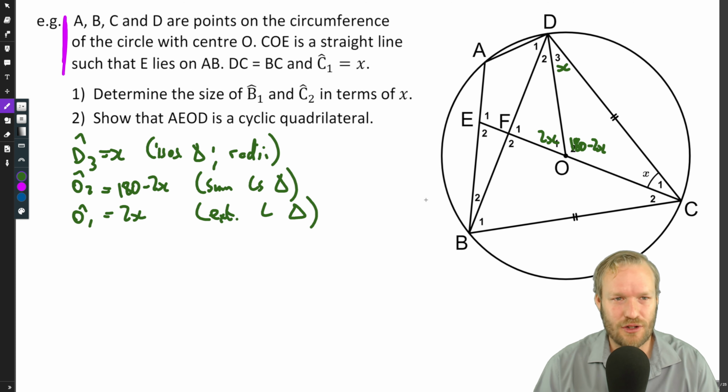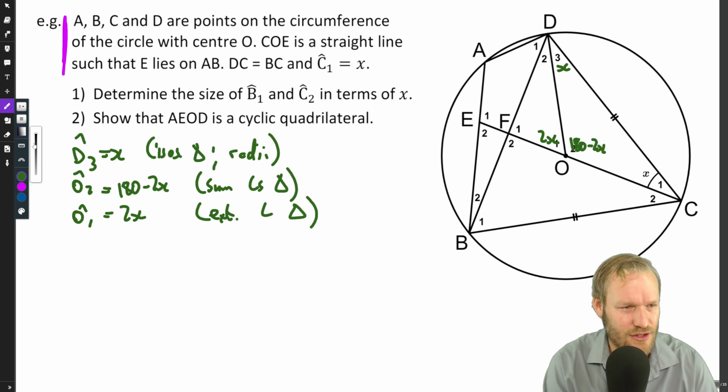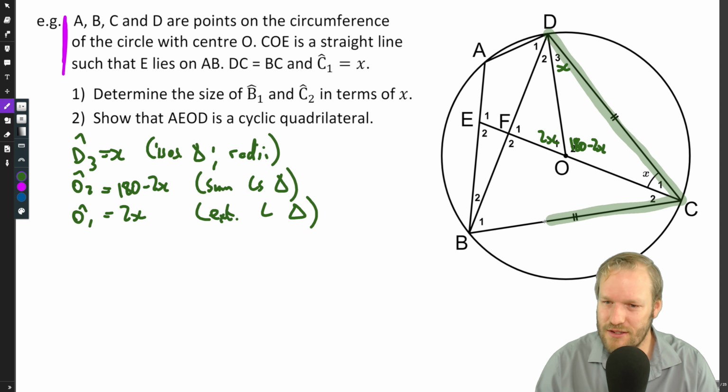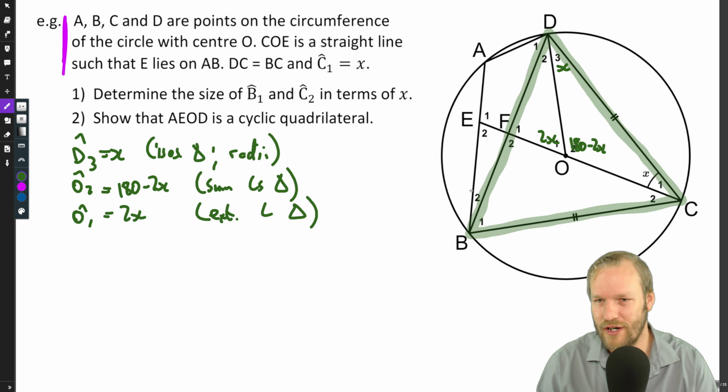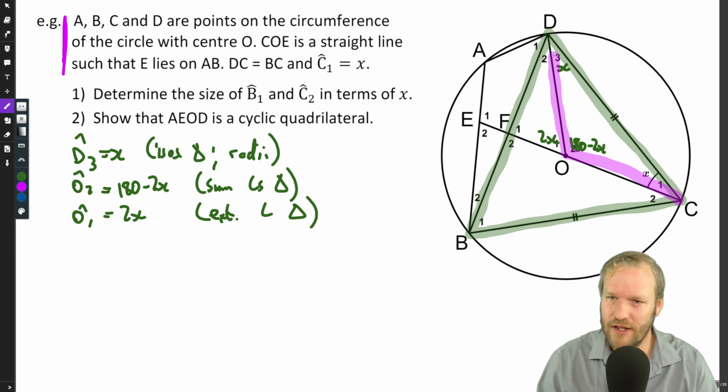DC equals BC. Okay, so there's another isosceles triangle over here. So I'm going to highlight that isosceles triangle. I'm going to rub it out almost straight away, to be honest. But those two are equal, and there's an isosceles triangle. Okay, so it may or may not be useful, but what it has suddenly shown me is an angle at center and an angle at circumference. Okay, so that's probably going to be useful.